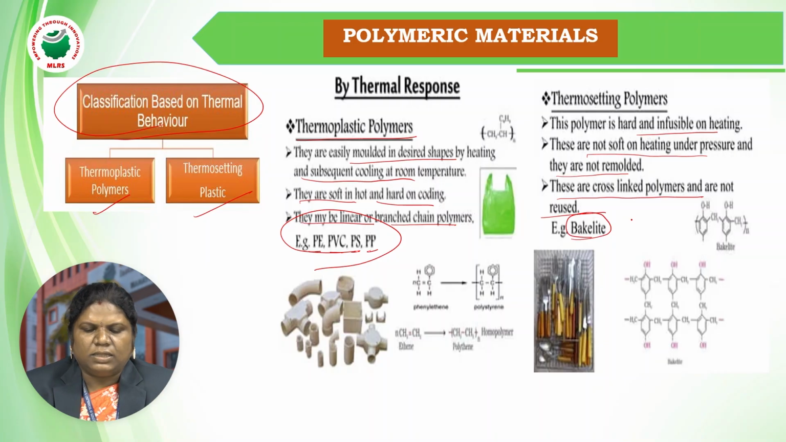These are the classification based on the thermal response: thermoplastics and thermosettings. Thermoplastics will become soft on heating, hard on cooling, and they can be remolded. Thermosettings will not become soft on heating. On continuous heating, they will be infusible and they cannot be reused.